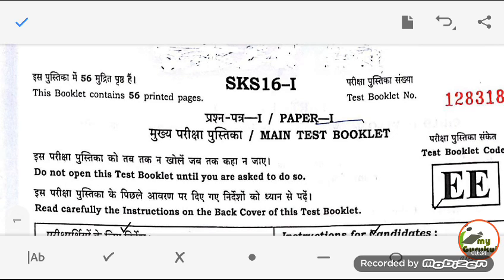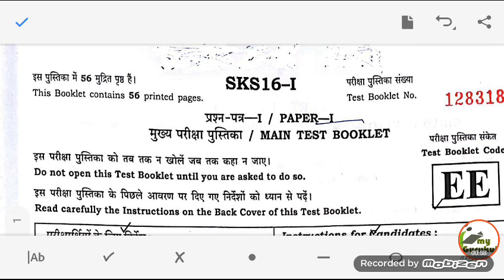Part 1, child development and pedagogy, question number 1 to 30. Part 2, mathematics, question number 31 to 60. Part 3, environmental studies, that is question number 61 to 90. Part 4 will be language 1 as per your choice, 91 to 120. And part 5, language 2 as per your choice, from question number 121 to 150.